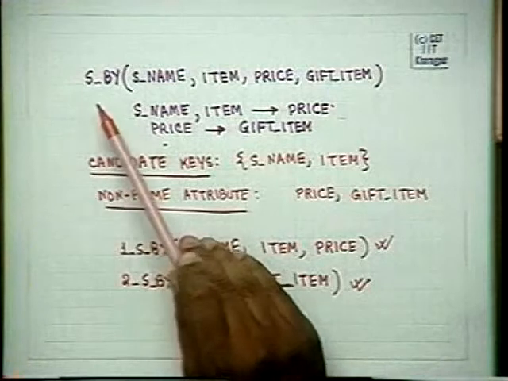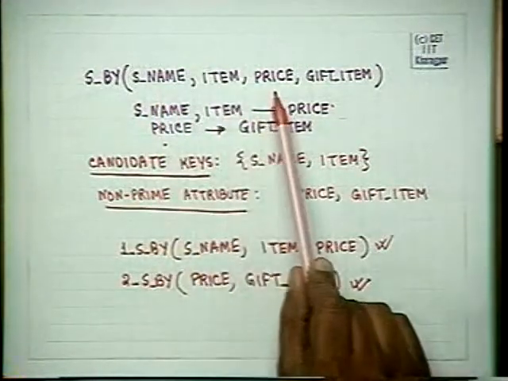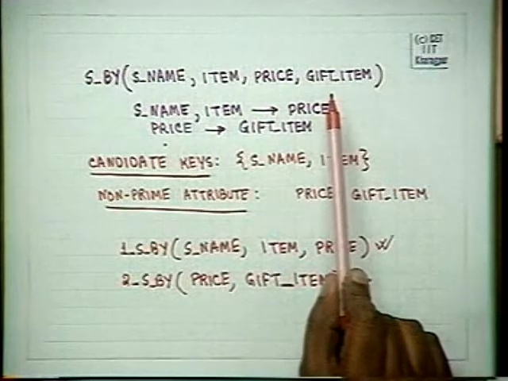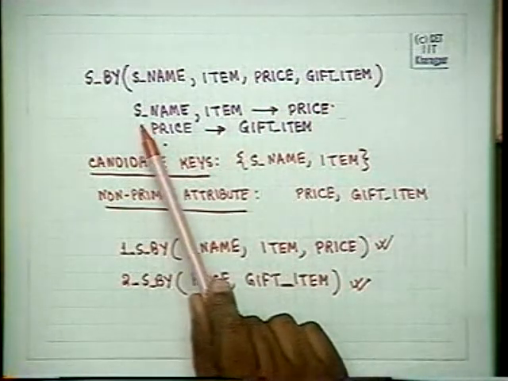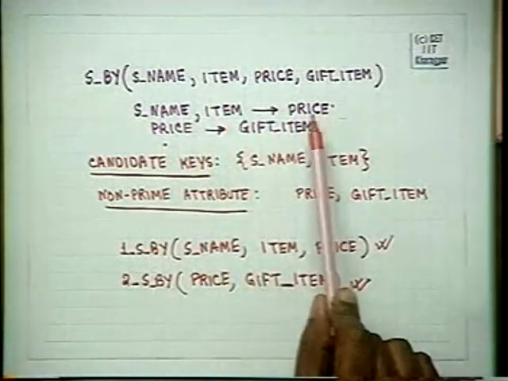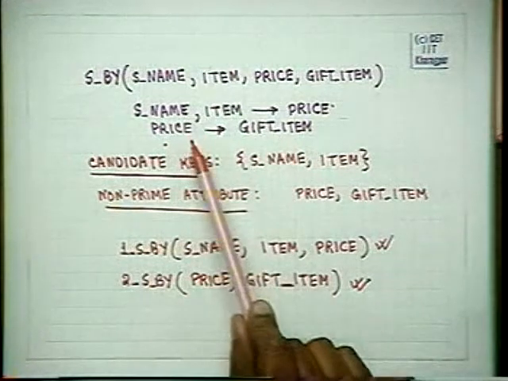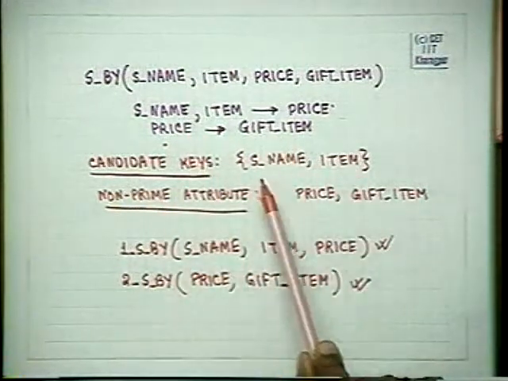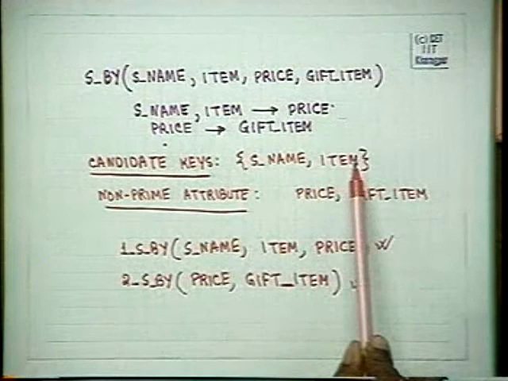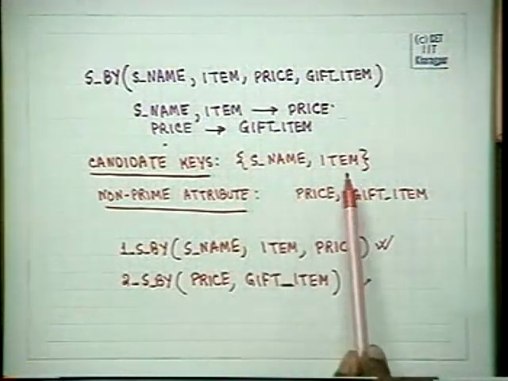We saw several examples, of which the first one was the supplier example, which had supplier name, item, price and a gift item. And we had two functional dependencies, supplier name and item to price, and price to gift item. And we saw that this is not in second normal form, because there are two candidate keys, supplier name and item. These two form one candidate key with these two attributes.